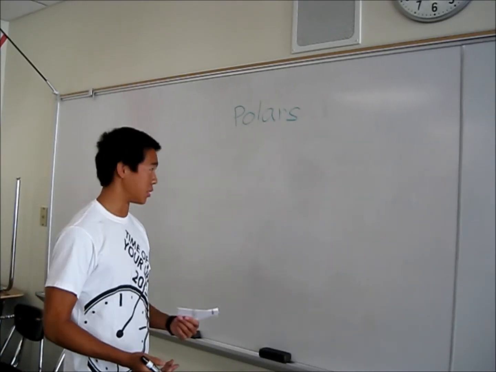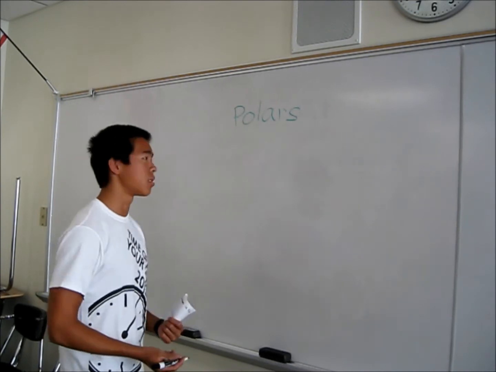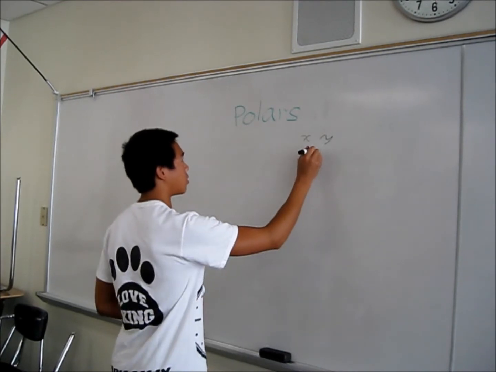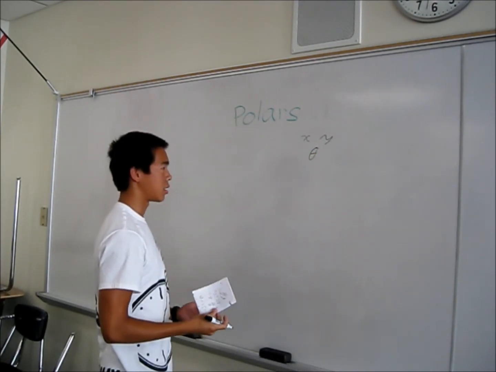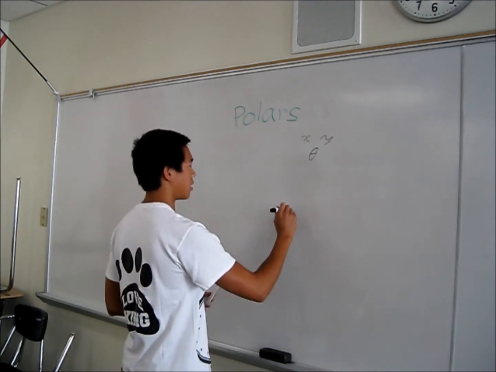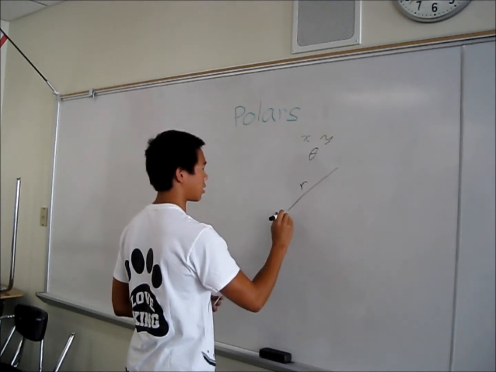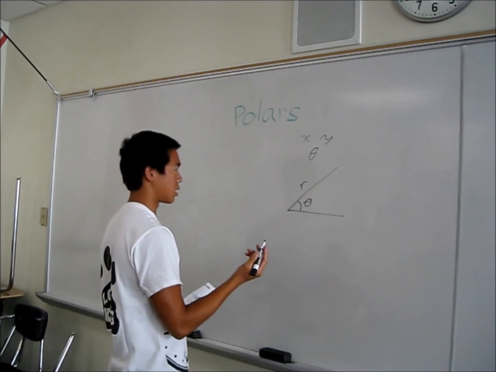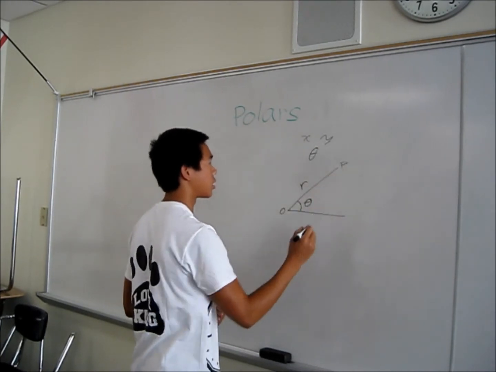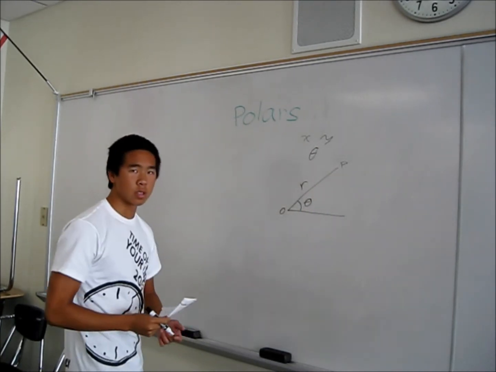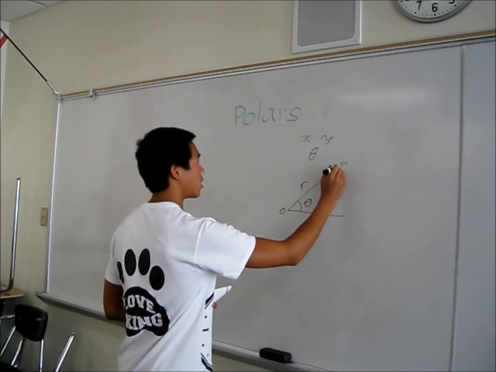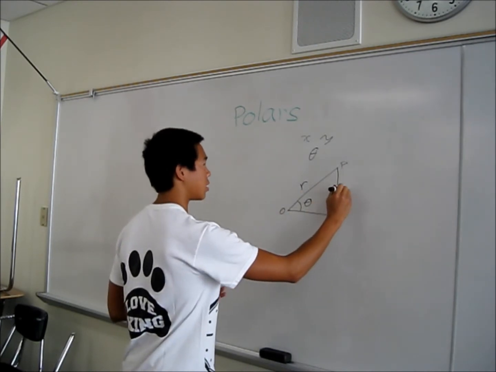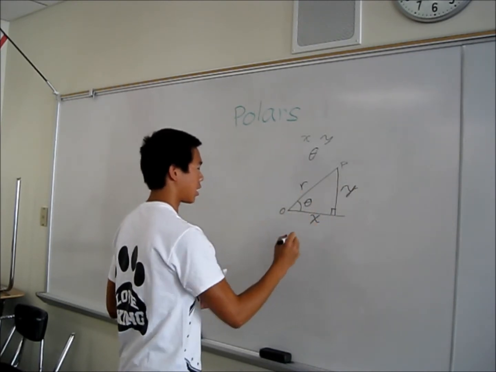Today we're going to talk about polars. Compared to Cartesian graphs, which are x and y, polars has a variable theta included in it, and the function is r, and the angle is theta, where r is the directed distance from the origin to a point. But polars is also related to the Cartesian through x and y, because you go out and then you go up to the point. So that's y and that's x.